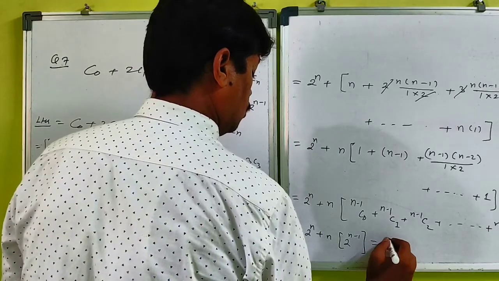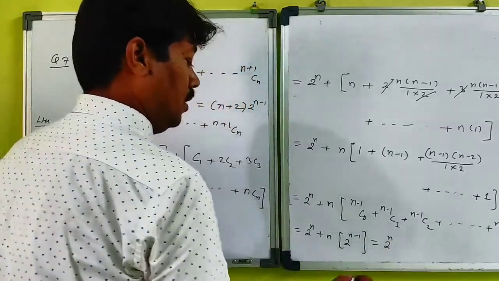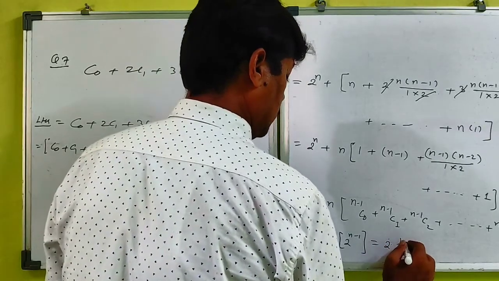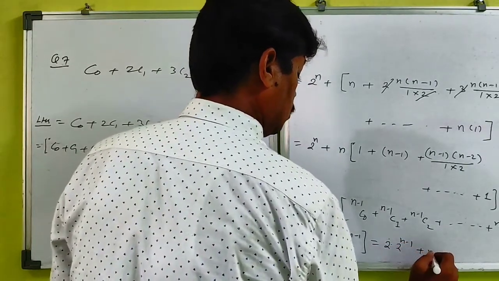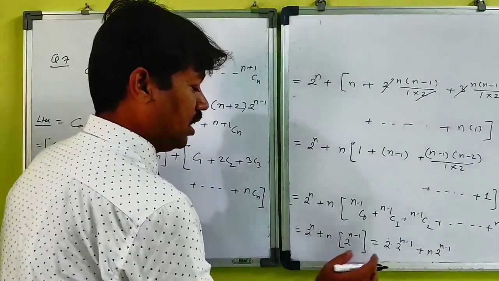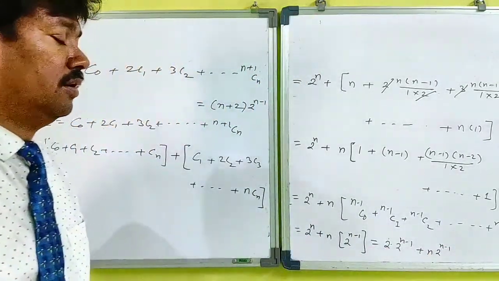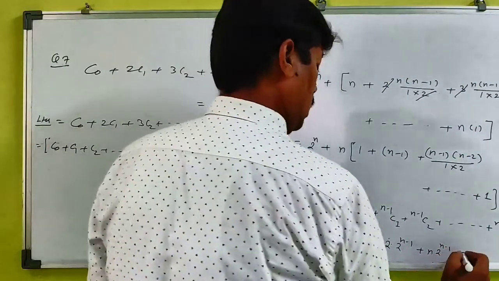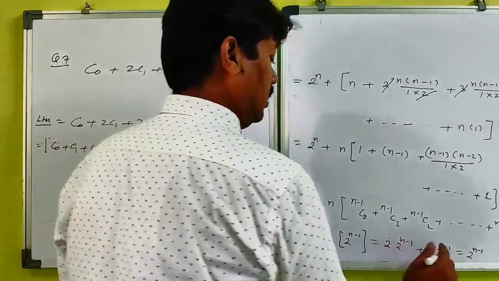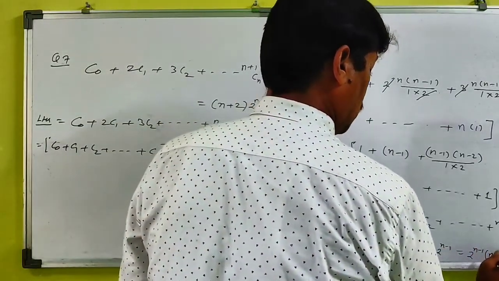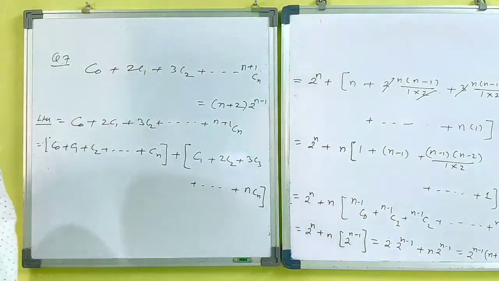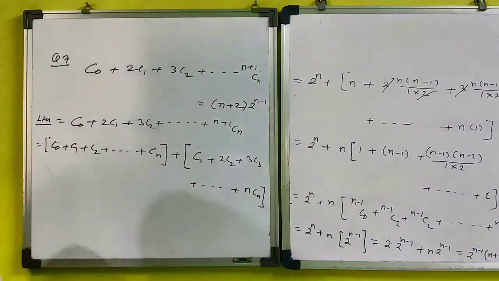So it is 2 raised to n. 2 raised to n split into 2 into 2 raised to n minus 1. This is n into 2 raised to n minus 1. We split 2 raised to n as 2 into 2 raised to n minus 1. And 2 raised to n minus 1 we will take as common. So what remains inside is n plus 2, and that is your right hand side. So like this it is proved.